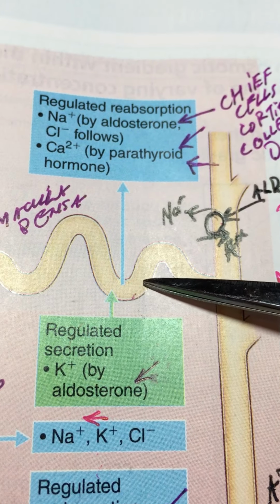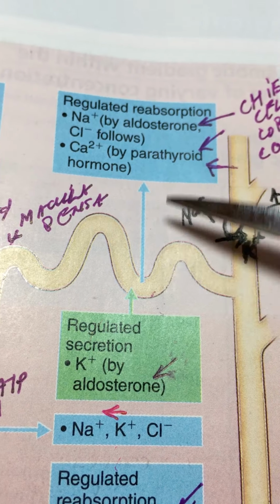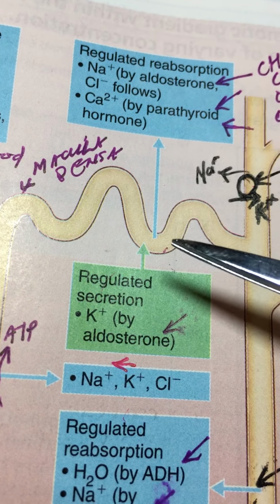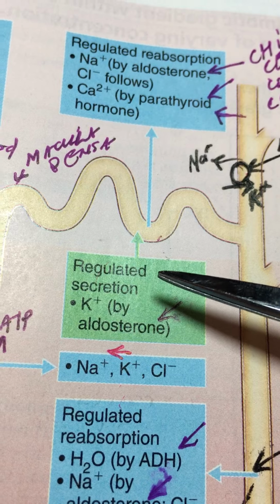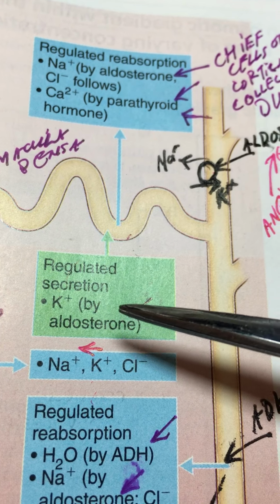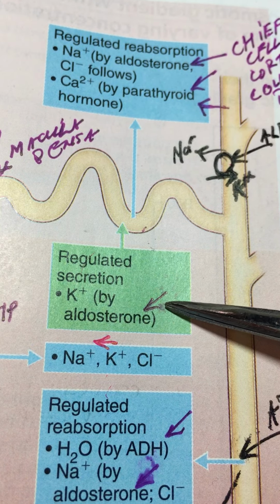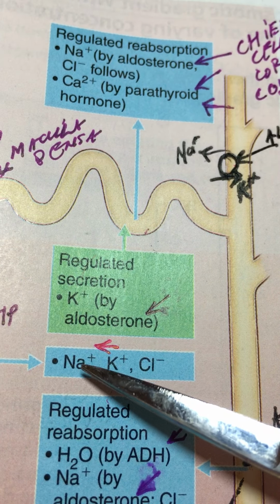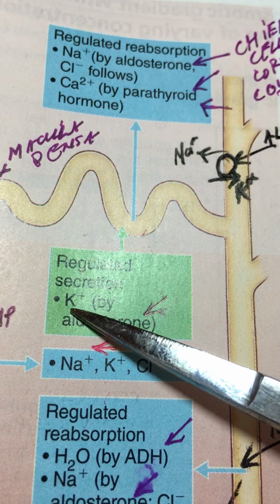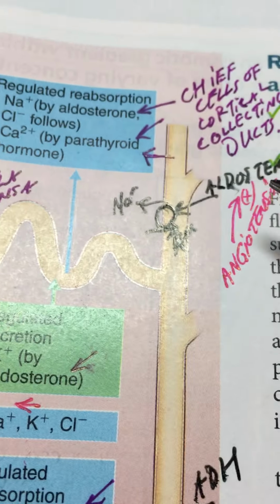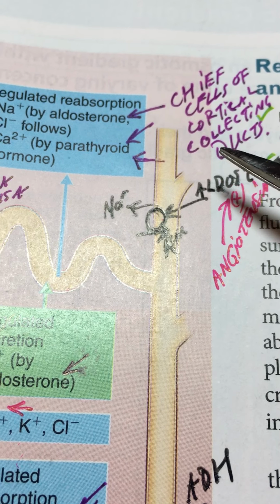Distal convoluted tubule, no brush border inside here, much more sort of subtle tuning going on. We have most of what we need back in the blood already. So now we're actually going to be looking at the secretion here of potassium under the influence of aldosterone. So I've created that influence right here.